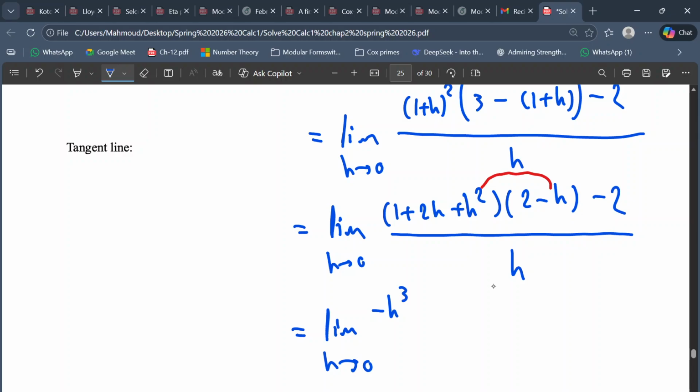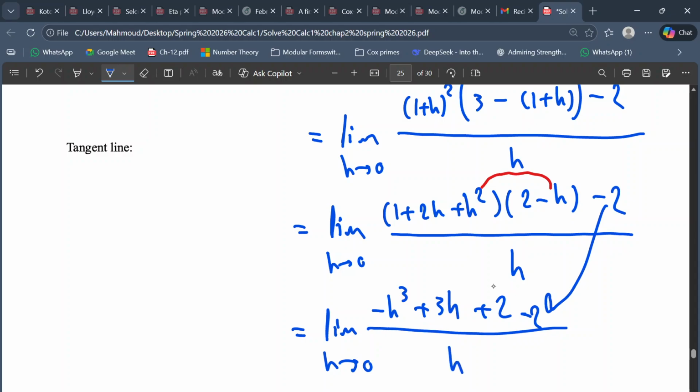So we have 2h squared minus 2h squared, 0, right? So we don't have h squared. Go to h next. We have 4h minus h, right? So it's a plus 3h. Are you good with this? Next, go to the constant. What will be the constant? Plus 2, and we have minus 2 here. So it will be 0, right? Over h.